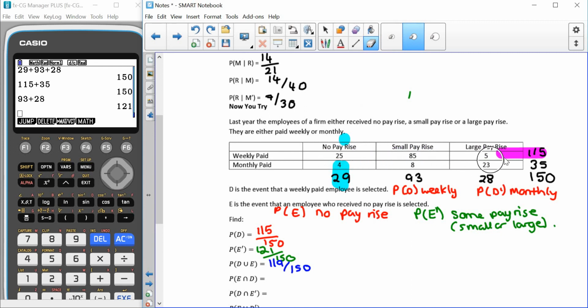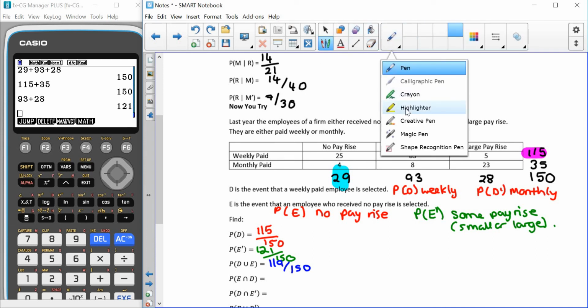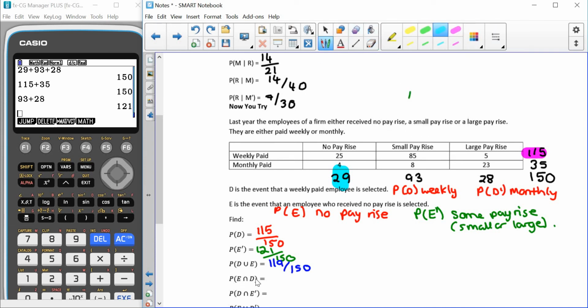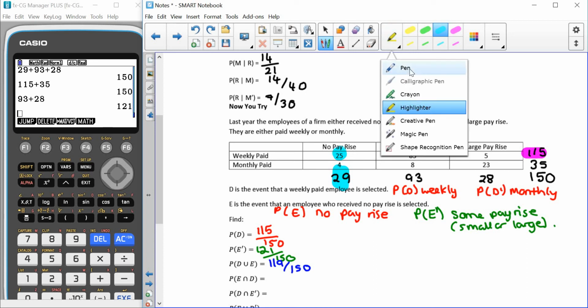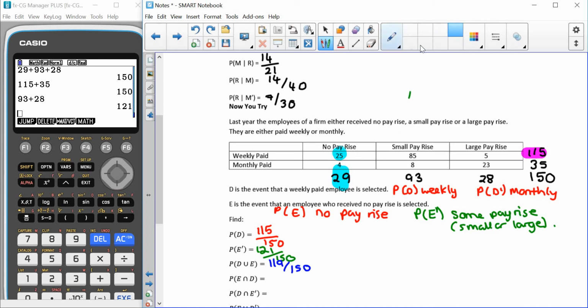Going to rub this bit off here. So next we're looking at E and D. So we're looking at no pay rise and weekly paid. So we're just looking at these 25 people here. So that's going to be 25 out of our total of 150.